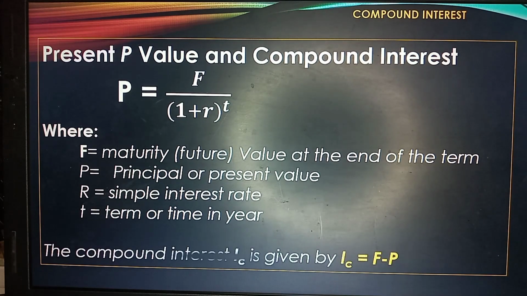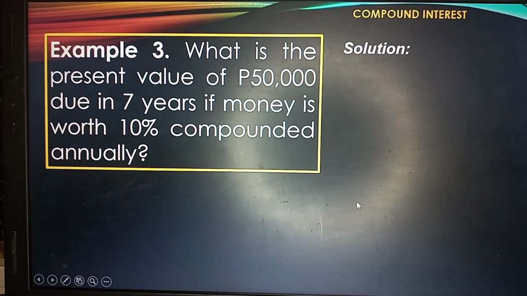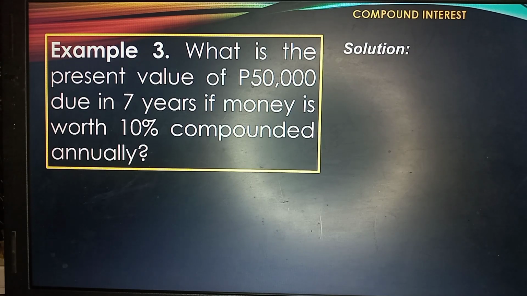So, same with finding the compound interest, it is F minus P. F minus P if we are looking for the interest. Compound interest. So, example number 3 for the present value. What is the present value of 50,000 due in 7 years if money is worth 10% compounded annually? In other words, how much should you give now if you are thinking that after 7 years it will be 50,000, with interest of 10% compounded annually?